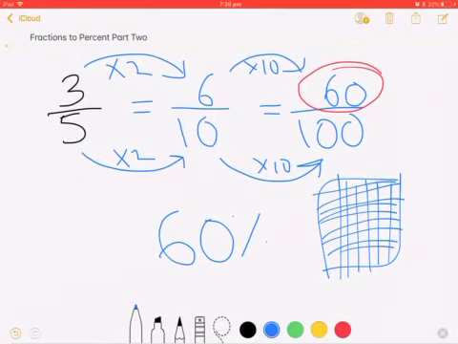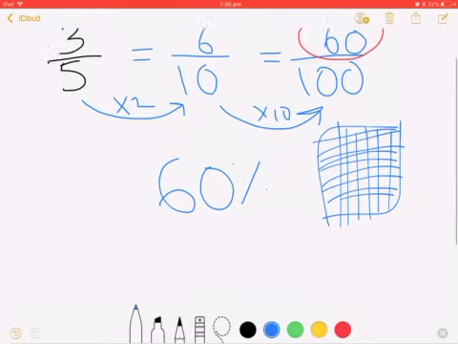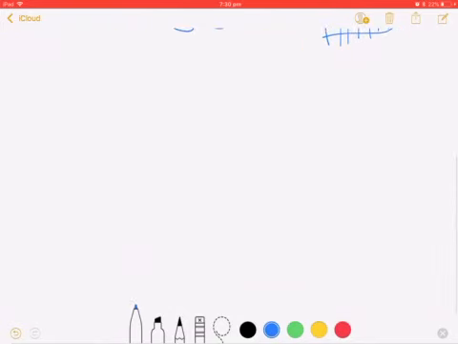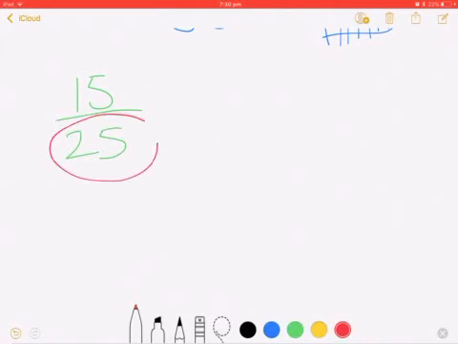Okay? Alright, so what if it's not as simple as a fifth? What if it's something else? Let's say it's 15/25. So you've got 15 25ths and you want to turn that to percent. This is illegal. You cannot turn that into a percent because that is not out of 100. Percent means out of 100. That's the rule. Accept it. So I'm going to change that to out of 100.